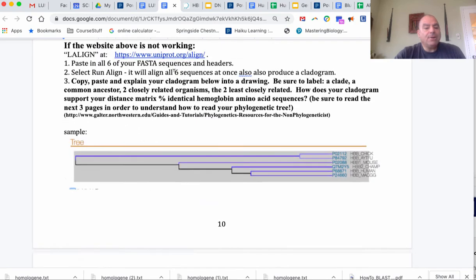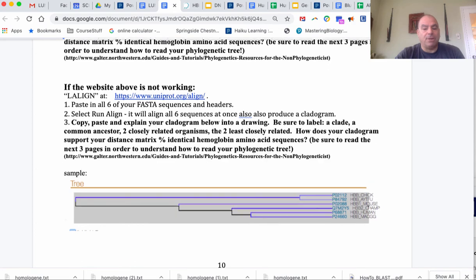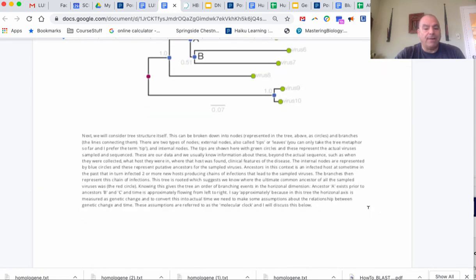So the next thing you're going to do, and this down here just says if that site's not working and all else fails, go back and try this, and this always works. You don't get the numbers there, but you do get a nice relationship. It's not as nice as a cladogram, but you can still see common ancestors and which organisms are most closely related to each other.